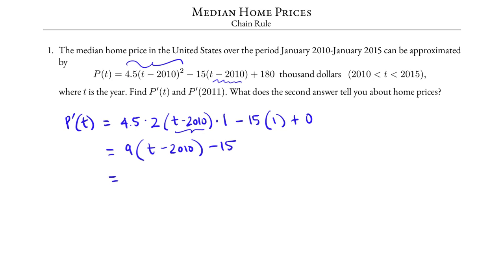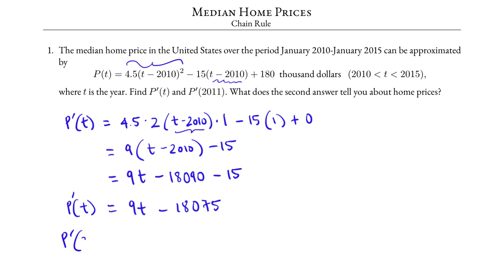Simplifying this further, we have 9 times t is 9t, minus 9 times 2010, which is 18,090, minus 15. This is 9t minus 18,000, and 90 minus 15 is 75. This is a simplified expression for the derivative P prime.